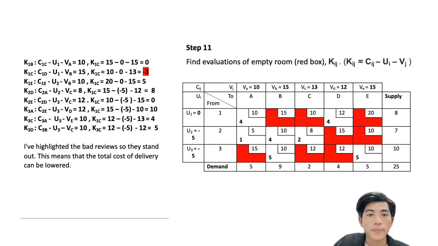Next is step 11, to find the evaluation of the empty cells. I have also highlighted the negative evaluations so they stand out. This means that the total cost of delivery can be lowered. So the negative evaluation is -3.